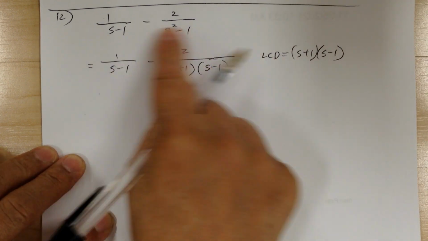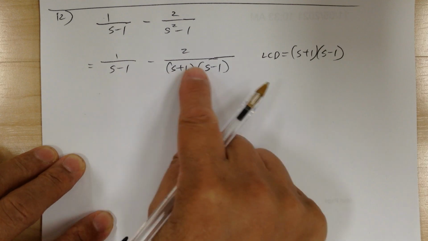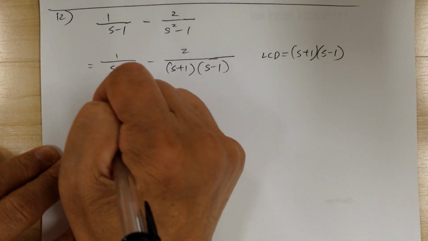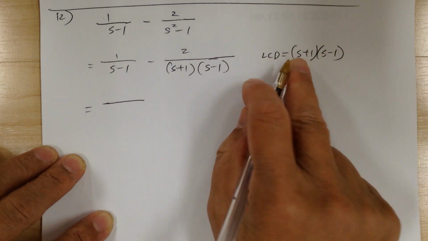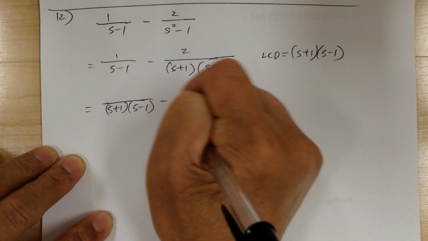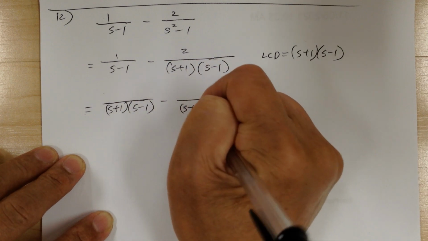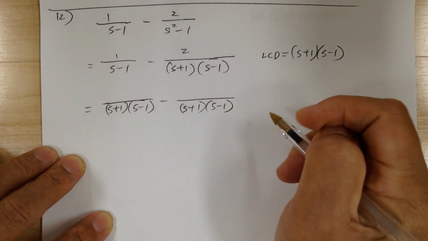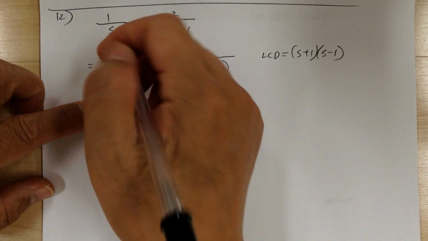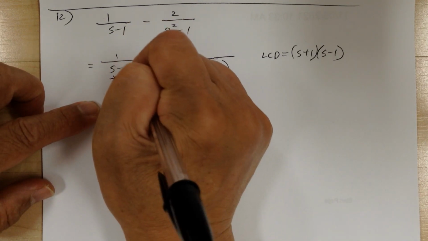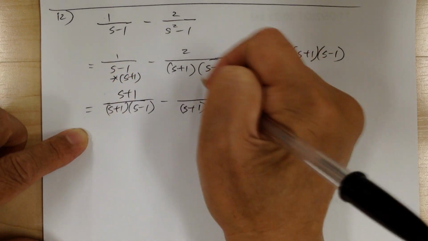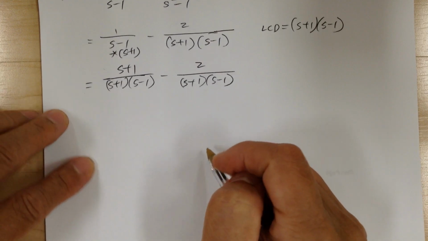Now this is an expression, so you cannot just multiply to get rid of the denominator. First you have to get your LCD ready. So you've got (x plus 1)(x minus 1). Get your denominator ready. After that, you have to figure out what you're missing. From here to here, you need to multiply by x plus 1. So on the top, you're going to get x plus 1. This one is already the same, so you don't have to do anything.